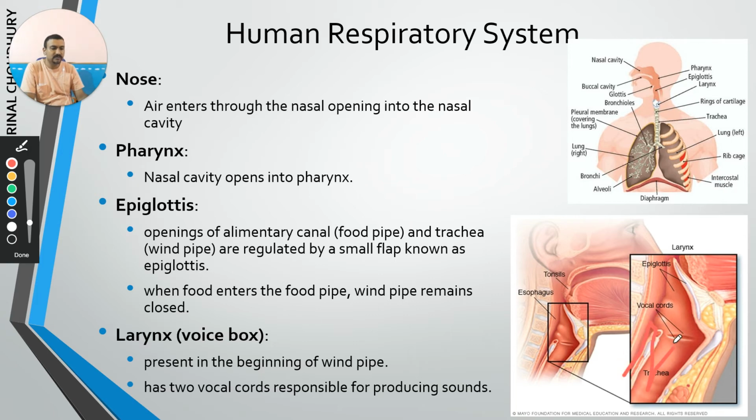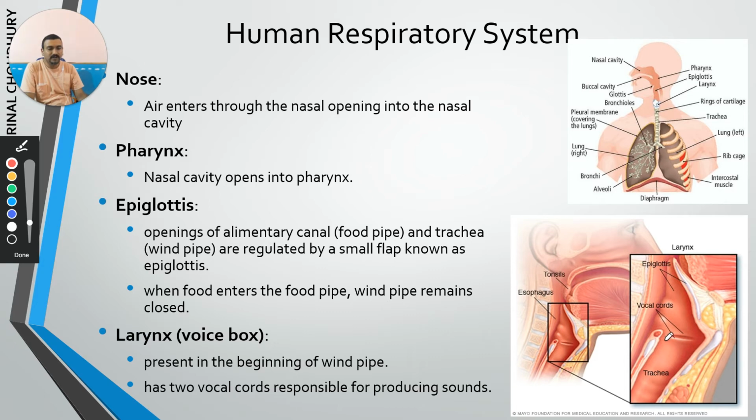Since both have a common opening, there is a flap called the epiglottis. This opening is called the glottis, which is a common opening for the trachea and the esophagus, covered with the epiglottis. At any one point of time, since it's a common opening, this epiglottis ensures that food never enters through the trachea. Like we say, when you are eating, you should not be talking at the same time. Why do we say that?